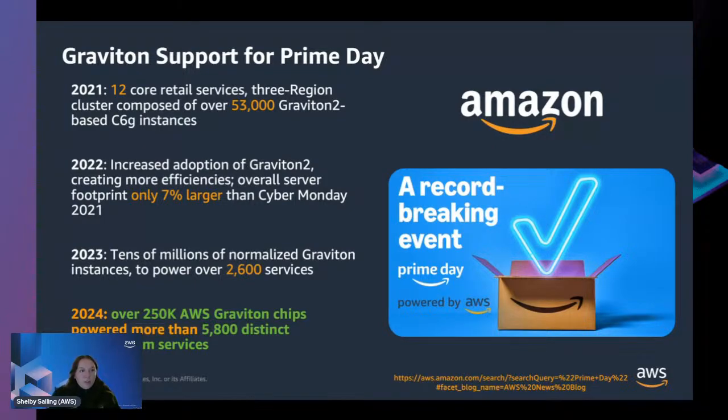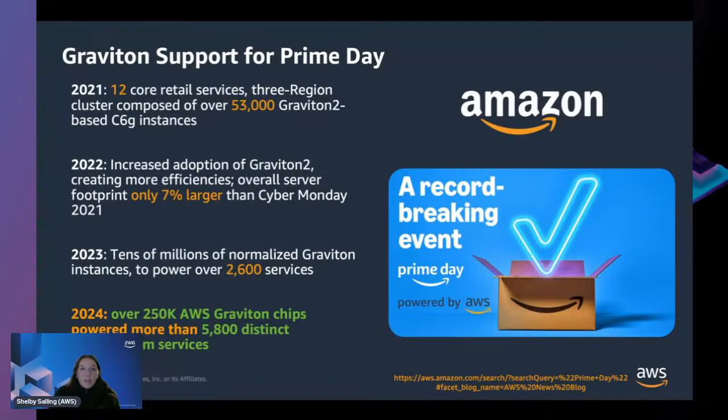So in 2021, we had 12 core retail services, 3 region cluster composed of over 53,000 Graviton 2-based C6G instances. Moving into 2022, we increased the adoption of Graviton 2 internally, creating more efficiencies, and overall server footprint was only 7% larger than Cyber Monday in 2021. In 2023, tens of millions of normalized Graviton instances to power over 2,600 services.